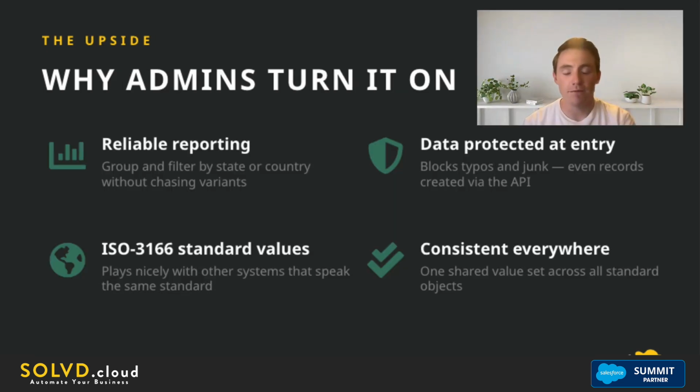So why turn it on? 4 reasons. 1, reliable reporting. You can group and filter by state or country without chasing variance. 2, data is protected at the point of entry, including API inserts. 3, the values follow the ISO 3166 standard, so they play nicely with other systems. And 4, it's one shared value set across all your standard objects, consistent everywhere.